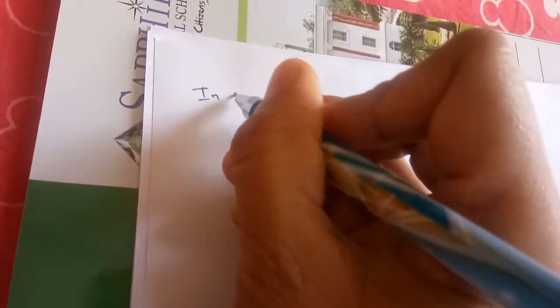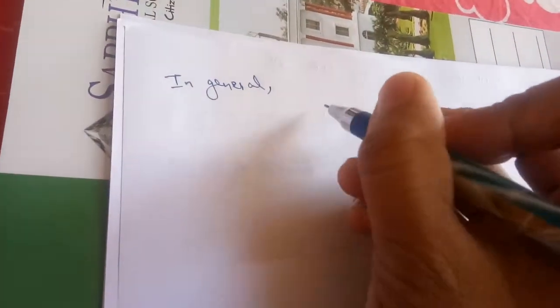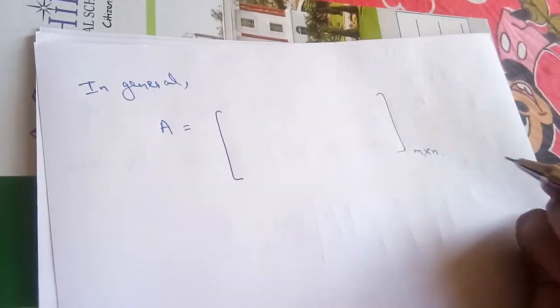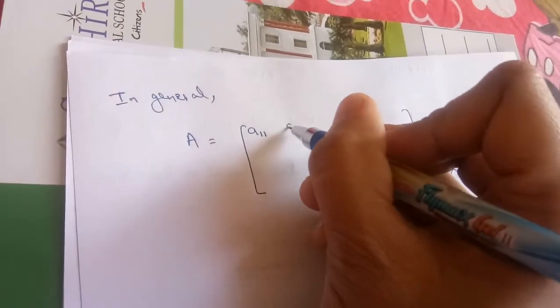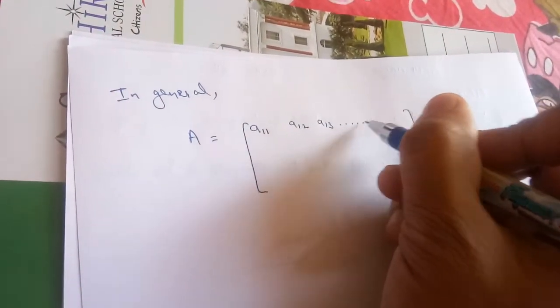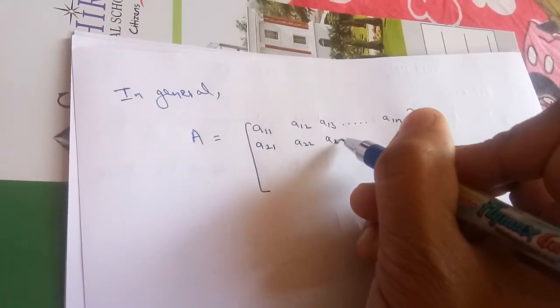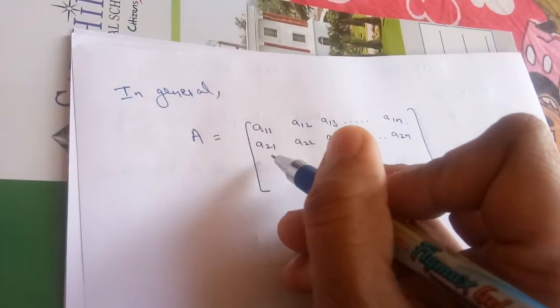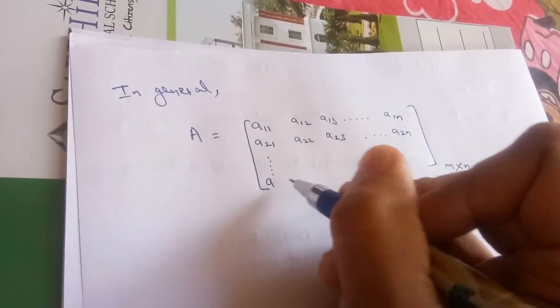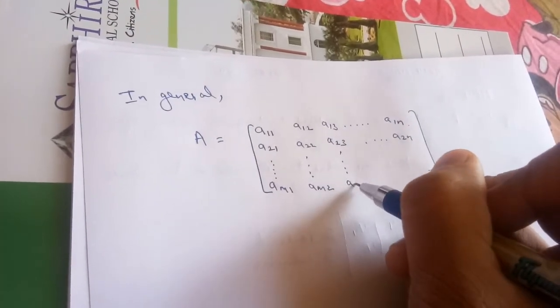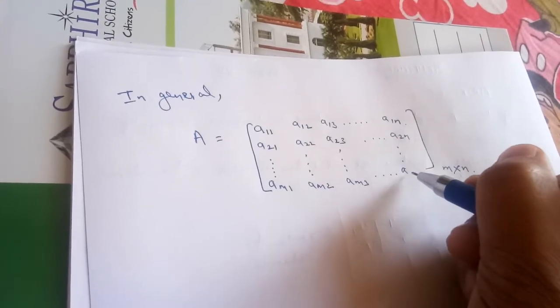Now I will tell you in general how we denote a matrix. Suppose we have matrix A, a large collection of numbers, with m rows and n columns. We write the first row as A11, A12, A13 and so on up to A1n. Then A21, A22, A23 and so on up to A2n. Similarly we go to the last row: Am1, Am2, Am3, up to the last element of this matrix, Amn.